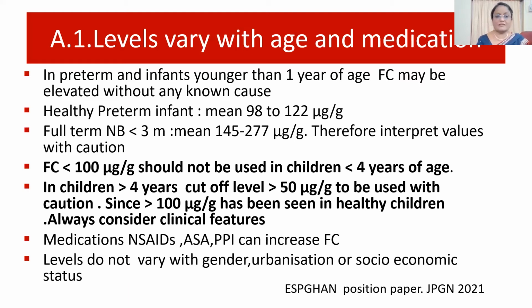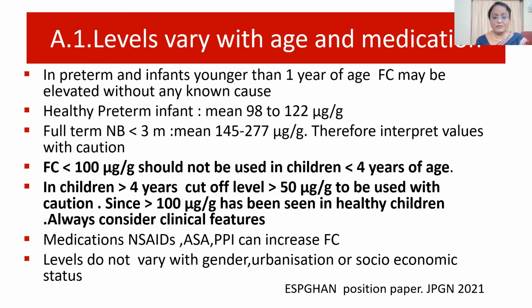In young infants, especially in healthy preterm, the value may be as high as a mean value of 98 to 122 microgram per gram. And in full-term newborns, less than 3 months, it can be as high as 145 to 277 microgram per gram. So an FC of less than 100 microgram per gram should not be used in children less than 4 years of age. Very important statement. This was published recently in the ISPGHAN position paper.